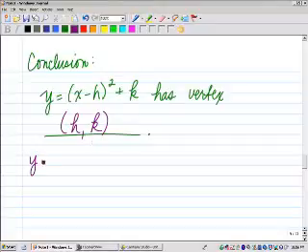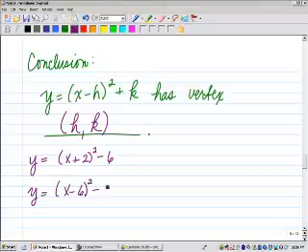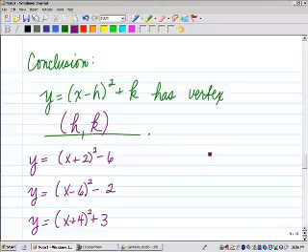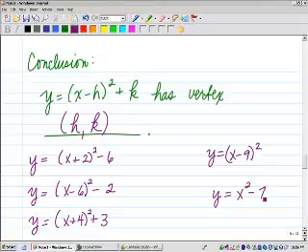So let's just practice. If I have y is equal to x plus 2 squared minus 6, y is equal to x minus 6 squared minus 2, y is equal to x plus 4 squared plus 3, y is equal to x minus 9 squared, and y is equal to x squared minus 7. Let's see if we can find the vertex of each of these. If you want to pause it for a minute and try to do it before I give away the answers, you can do that. So let's look at our solutions.